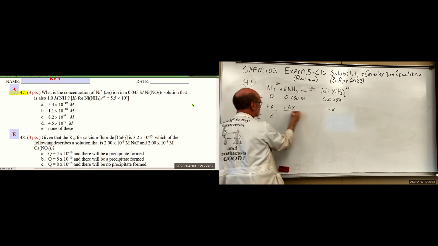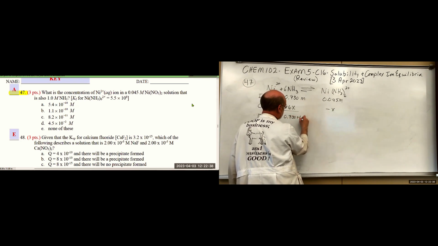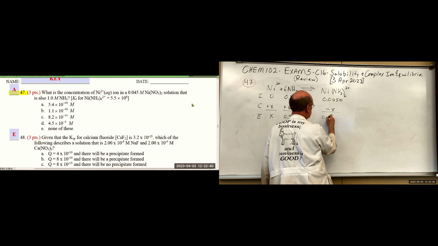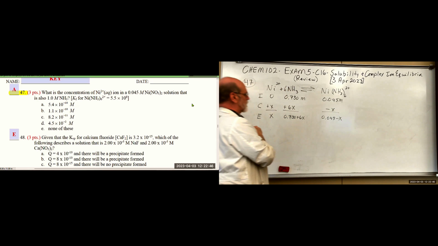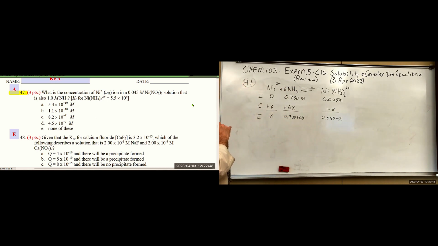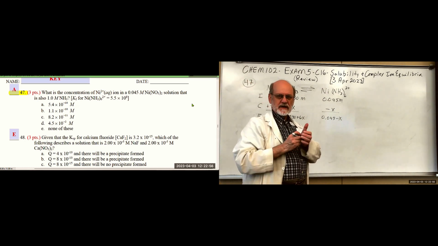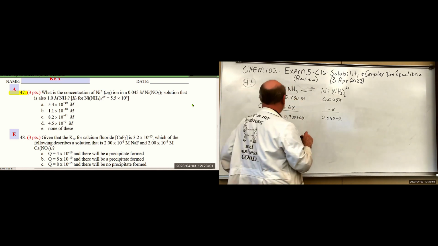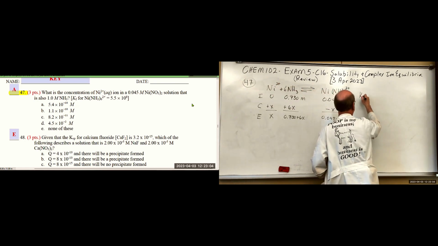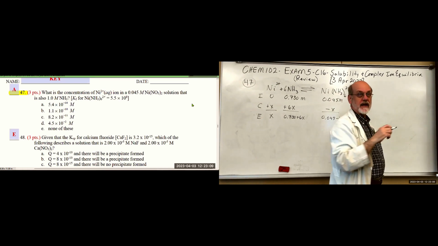Right, so we're going to have X here. We're going to have a 0.730 plus 6X. And then we're going to have a 0.045 minus X. Correct? Yes. Okay. So now we need to set up the formation constant for this ion. The value is 5.5 times 10 to the 8.